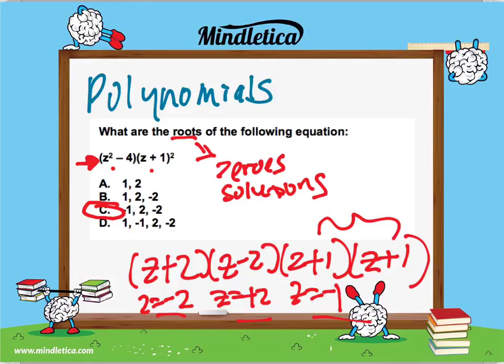Or, again, if you actually put this equation into your graphing calculator at y equals, it's going to show you that it's going to hit the x-axis at negative 1, positive 2, and negative 2.